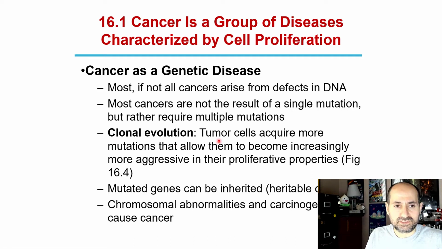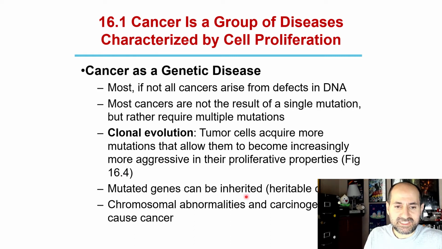Now, clonal evolution. These are tumor cells that acquire more and more mutations, and that's what allows them to become increasingly more aggressive in their proliferative properties, right? So a tumor cell doesn't start out aggressive. A cell becomes a tumor cell when it incurs one or two mutations. Then it gets worse and worse as more mutations accumulate. Does that make sense? I'm going to show you this in figure 16.4.